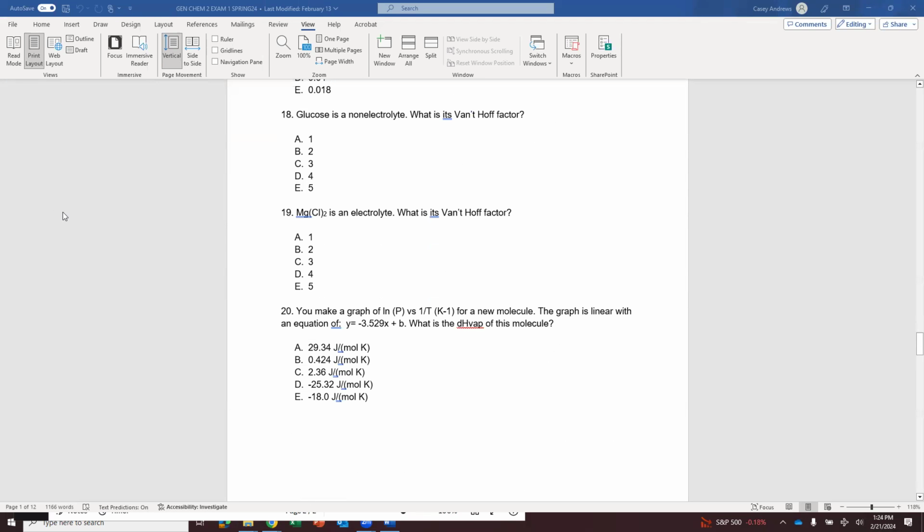All right, now we go to the Van't Hoff factor. Glucose is a non-electrolyte. What's its Van't Hoff factor? Since it doesn't break down, it's 1. MgCl2 is an electrolyte. What's the Van't Hoff factor? So I put MgCl2 into water. You get 1 Mg and 2 Cl minus. So I made 3 things. So the Van't Hoff factor is 3.